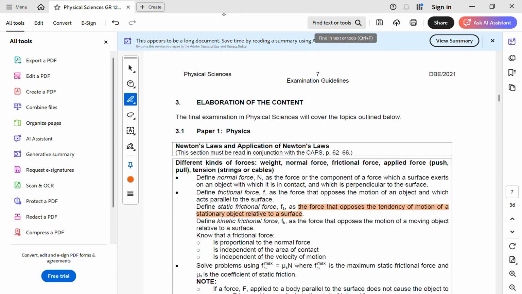Let me just check. So guys, this is the definition of static friction. As you can see, it says that static frictional force is the force that opposes the tendency of motion of a stationary object relative to a surface. Like I said, static will have to do with a stationary object, and the force of friction opposes the tendency of motion of that object. So that is the definition: the force that opposes the tendency of motion of a stationary object relative to a surface. Now we move on to the next question.